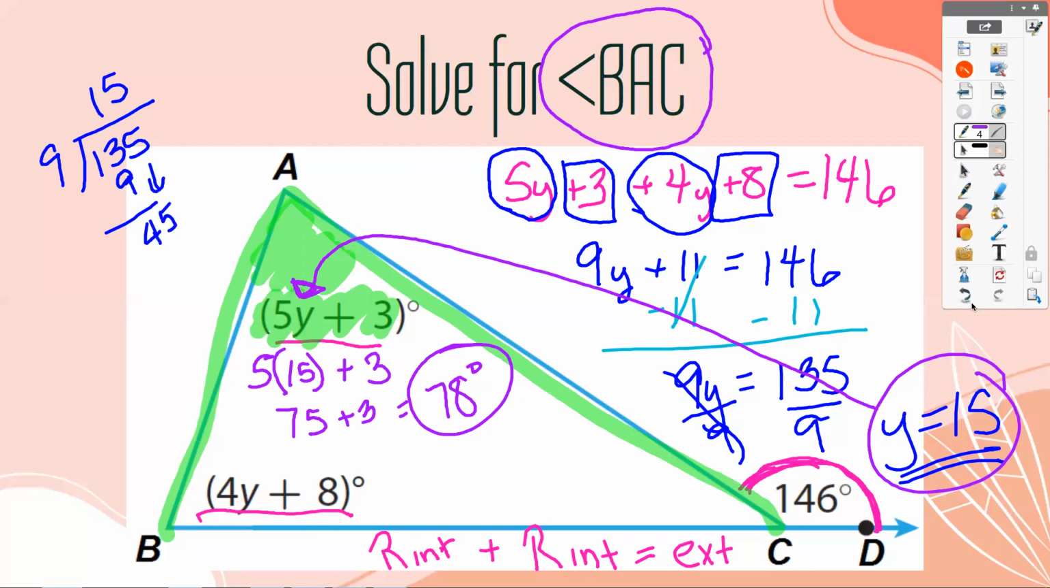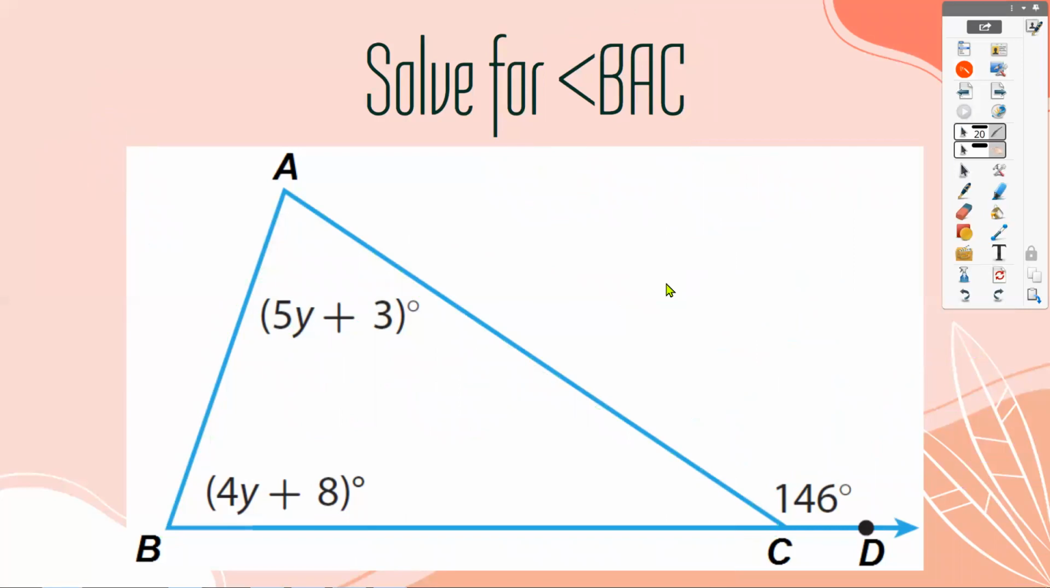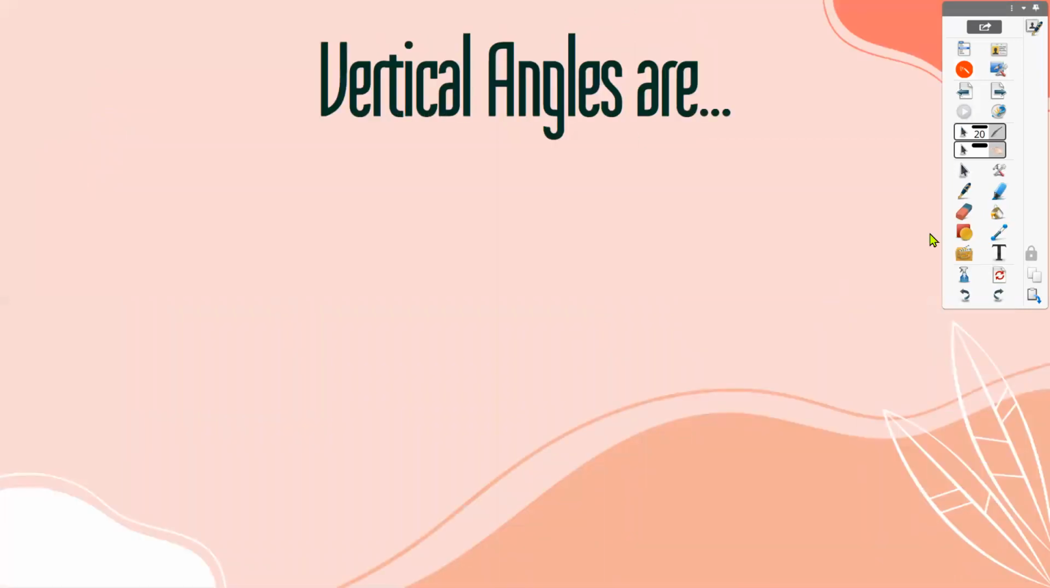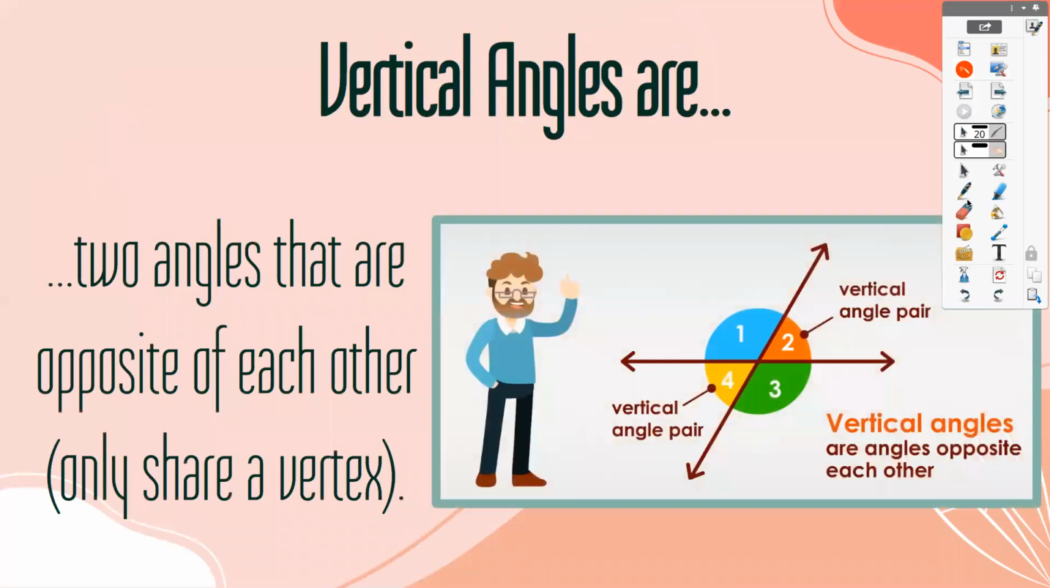So again, the biggest thing to remember on here is this right here. Remote interior plus remote interior equals my exterior angle. And remote are the two angles that don't touch my exterior. And then we talked about keywords. Vertical angles are two angles that are opposite of each other. They only share a vertex. So if I look at my picture, right here in the center is my vertex. So 2 and 4 are vertical angles because they're opposite, they're across from each other.